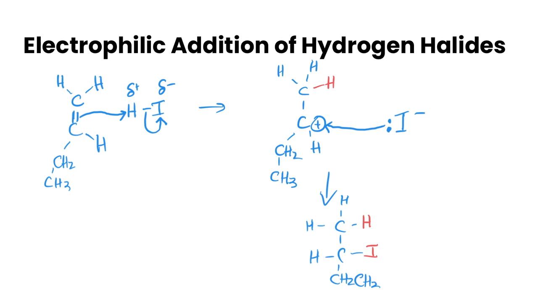Okay, so we've created now a hydrogen added to one carbon and iodine added to the other one for our final product in this particular reaction mechanism. So the important things to show here are your curly arrows going from your double bond to your partially positive end here.